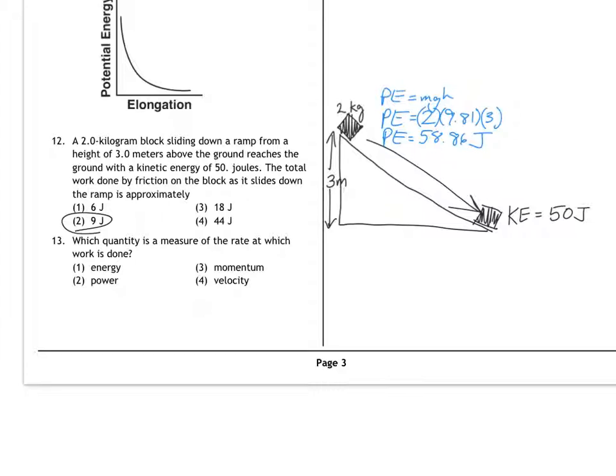All right, so which quantity is a measure of the rate at which work is done? This is a very decent definition for power.